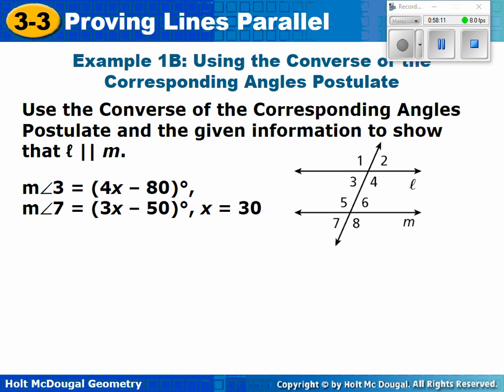And the very first thing we're going to write down is all of the given. And if you'll notice on this one, we've got a lot of given, right? So let's write it all down. Measure of angle 3 equals 4x minus 80. Measure of angle 7 equals 3x minus 50. And x equals 30. All of that is given.